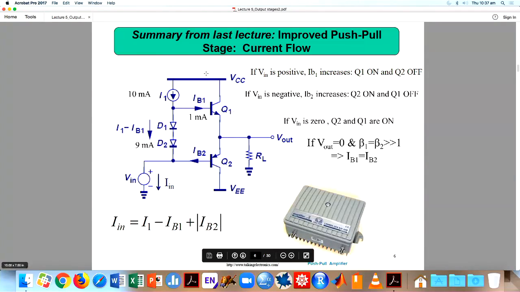Then how is this working? When Vin is positive, your signal is rising, then what will happen? When you have more positive here, what will happen to IB1? When you connect a diode here, this is a PN, and this should be negative. But if you connect a positive here, what will happen? If you have positive voltage here, Q2 will be directly off because this is a PNP transistor. And then when you have positive here, what will happen to the current flowing through the diode? Will it increase or decrease?